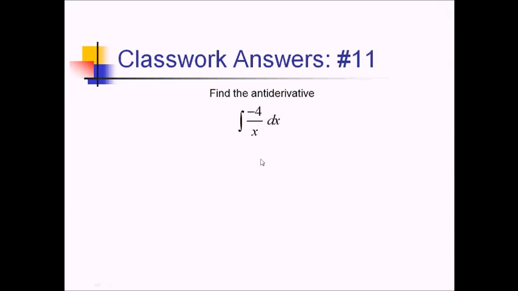On this problem, we're going to use the ln rule. This is kind of like having negative 4 times 1 over x. So that's just going to be negative 4 times ln of absolute value of x plus c.